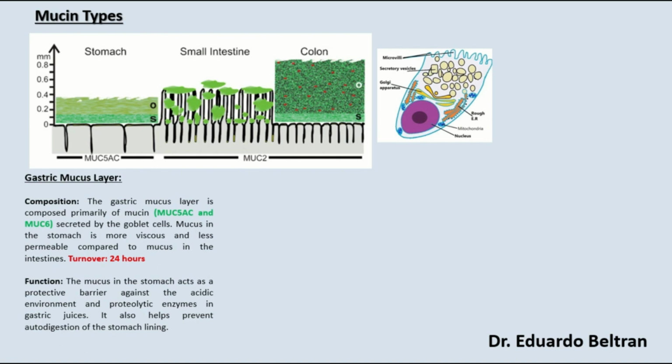Okay, now the main function, obviously we know what the function is: to give you a protective barrier against the acidic environment and also the proteolytic enzymes that are found in the gastric juices. And it also helps prevent the autodigestion of the stomach lining. So it's very important for this mucus layer to be actively renewing this mucin glycoprotein that makes up the gastric mucus layer.